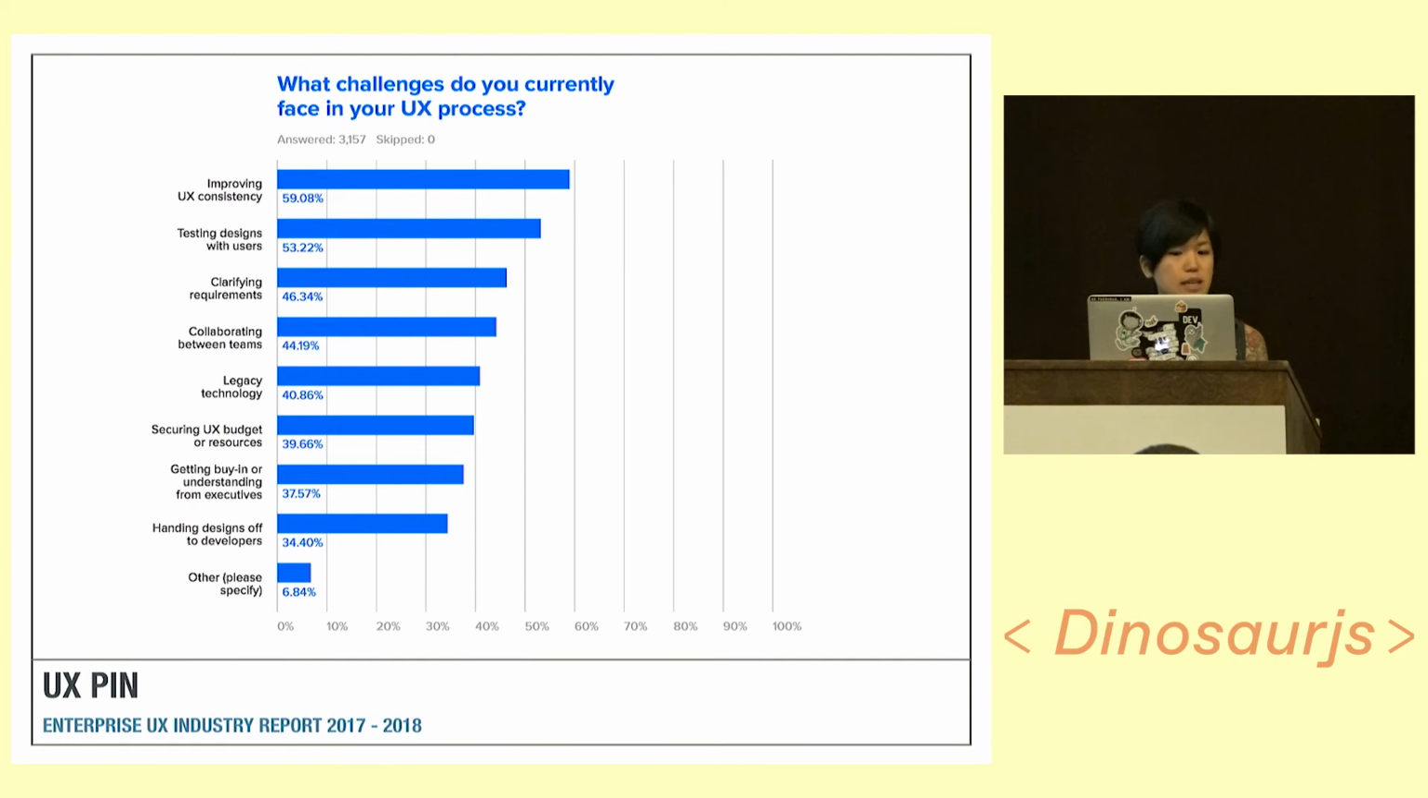The first stuff is improving UX consistency, so having some empathy for your users. Testing designs with your users, so again, empathy with your users. Clarifying requirements, so that's typically communication between your product manager and your designer, so empathy between those two teams as well. Collaborating between teams, so probably between feature teams, between front-end teams, and having empathy between all of those teams. Getting buy-in or understanding from executives, so hoping to have empathy from your executives. And last off, handing off designs to developers, so having empathy between the development and the design team.